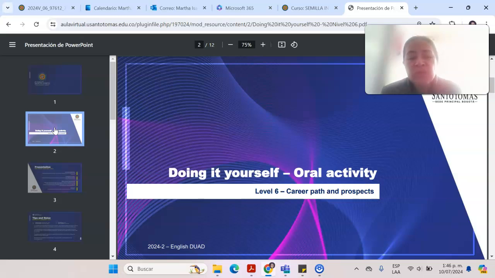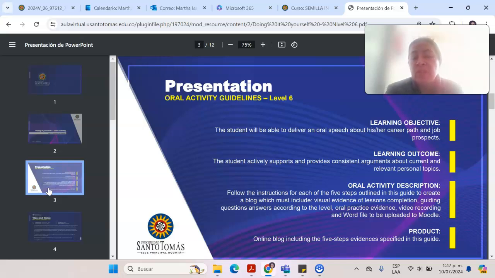Okay, so your oral product is do it yourself, and your oral product is about your career path and prospects. So we have the learning objective to be able to deliver an oral speech about his or her career path and job prospects. Okay, so at the end you are going to submit an online blog including the 5 steps as evidences as specified in this guide. So for this reason, it's very important to pay attention to the different steps that we have in order to complete our final product. Okay, let's begin.